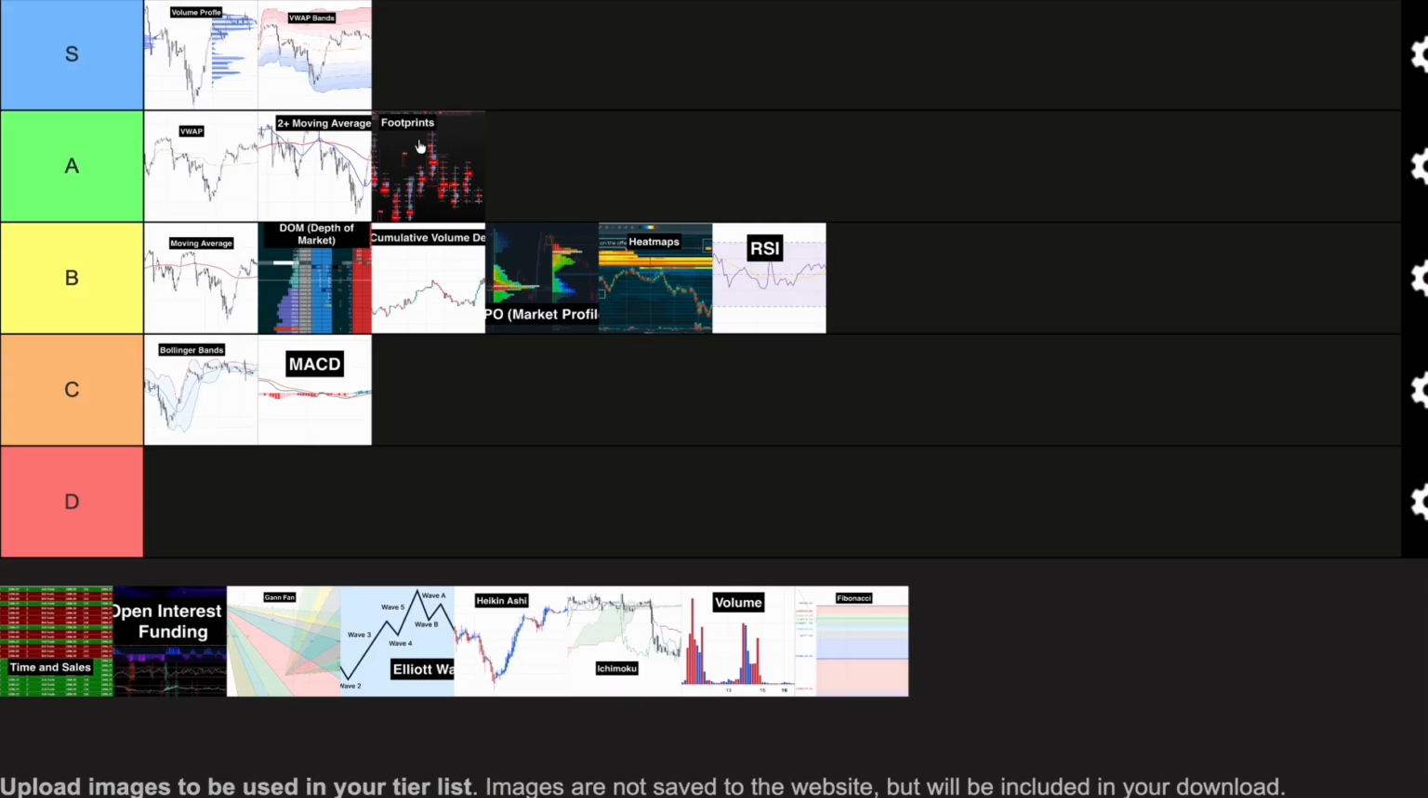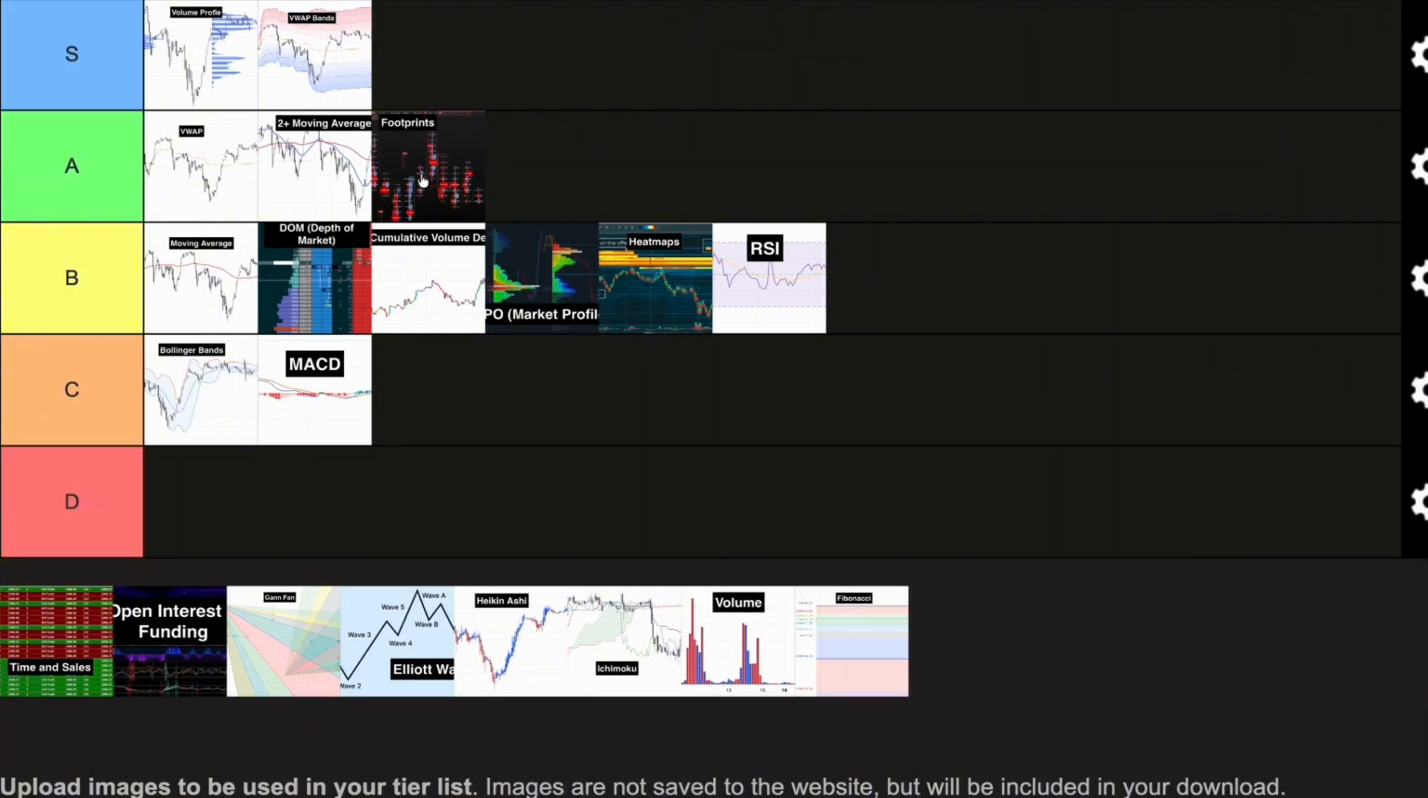You're supposed to look at footprints once it's approaching a zone, whether it's a support resistance level or one of the clusters that you identify using the market profile or the volume profile. And that's the area where you turn on the footprints and you look at the footprints at that exact area, trying to identify some kind of imbalance or if absorption, exhaustion is happening.